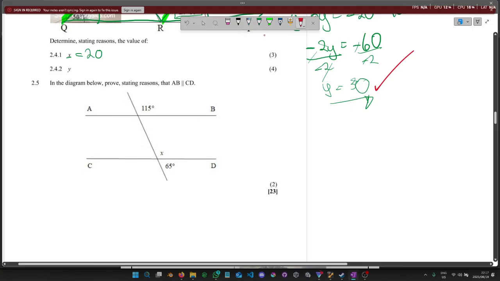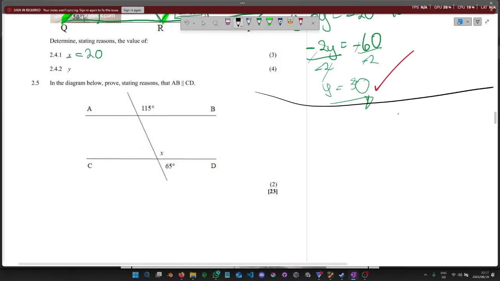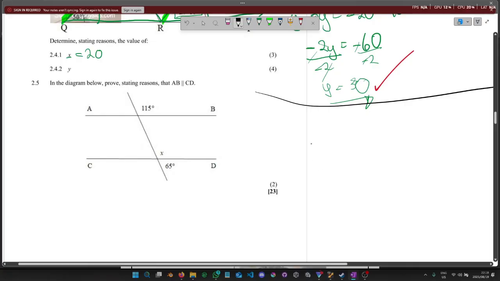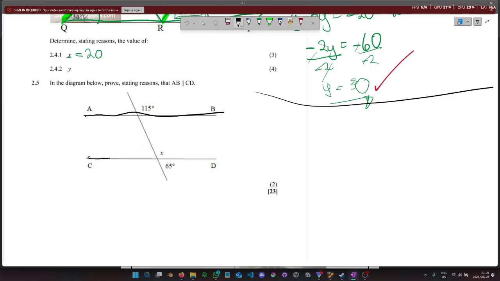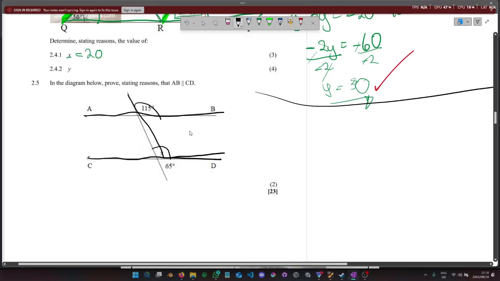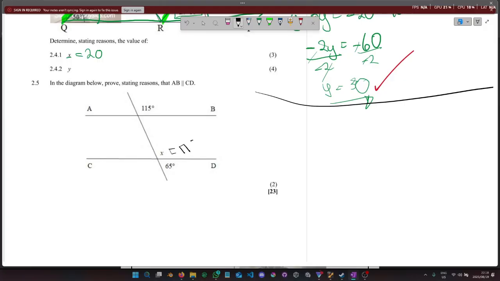All right. Prove with reasons that AB is parallel to CD. Well, let's see. If these are parallel, then if we make an F, we'll say this and this are going to be equal, right? I think that's the simplest one, because of this F here, right? But now we have to prove that x is equal to 115.